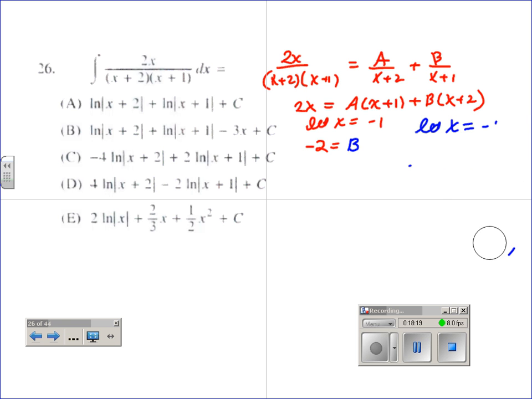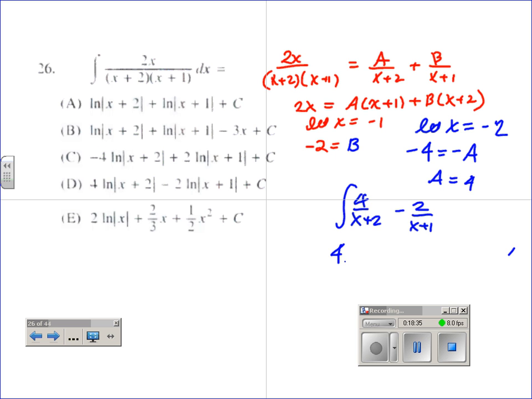I let it equal negative 1. Let x equal negative 2. So I get negative 4 equals negative a. So a equals 4. So we get 4 over x plus 2 minus 2 over x plus 1, and we're integrating these. So natural log of x plus 2 minus 2 natural log of x plus 1 plus c, which is this one.